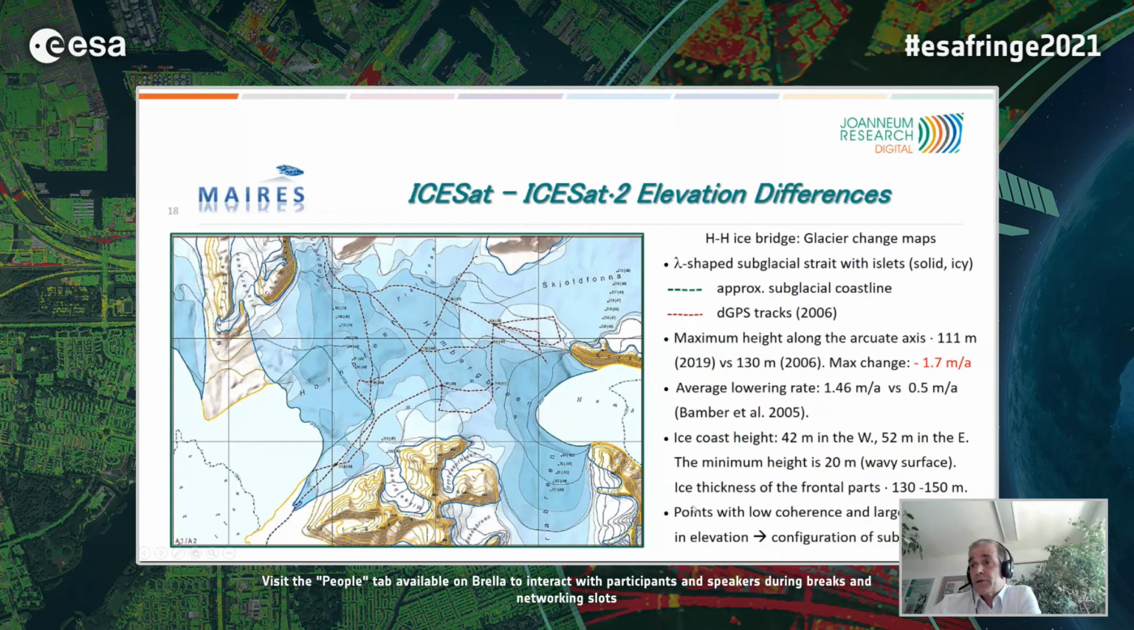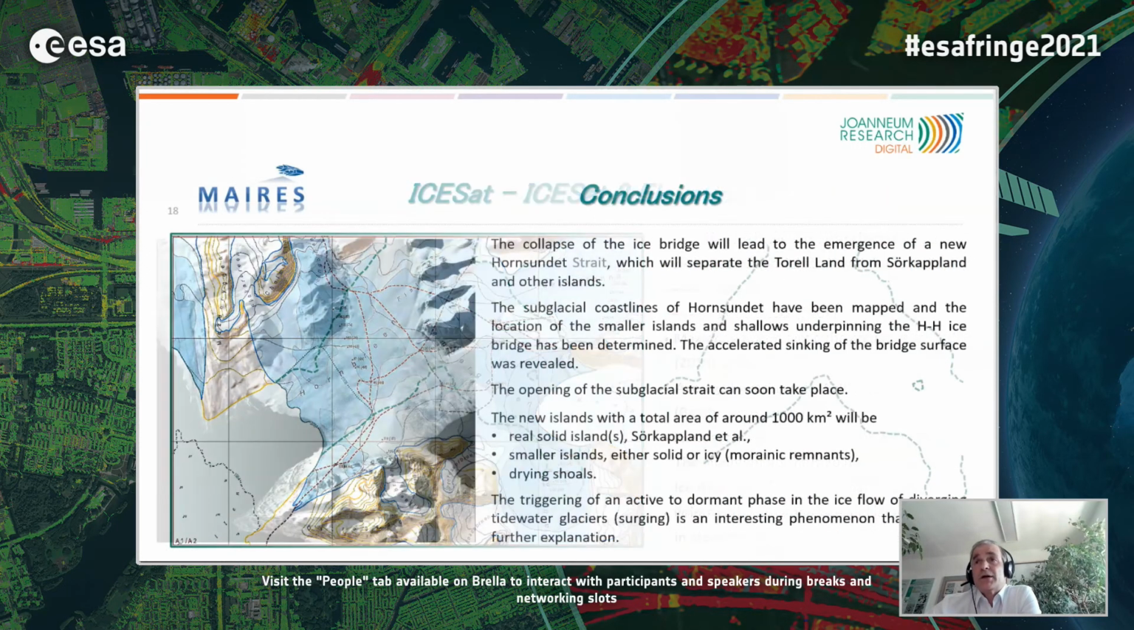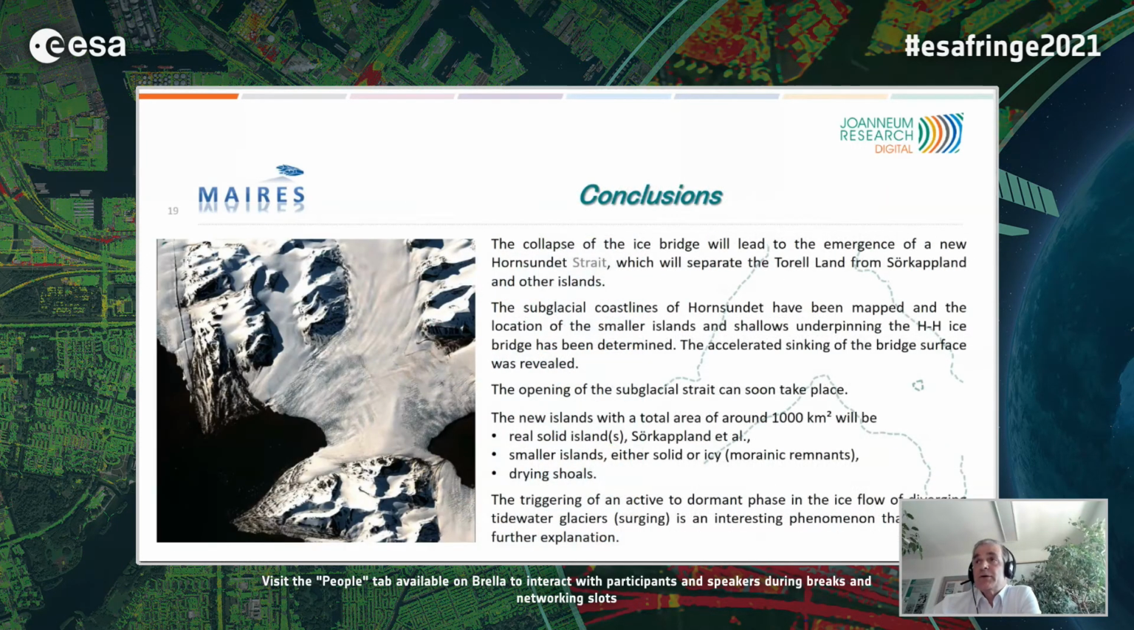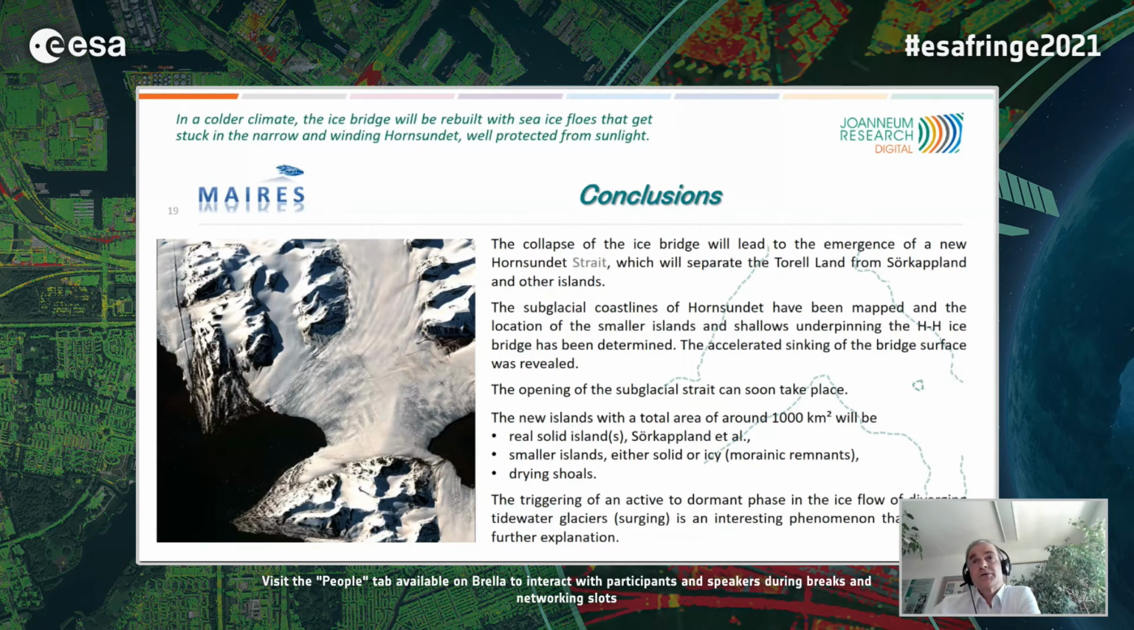Okay, all points with low coherence and large decrease in elevation indicate the position and configuration of subglacial strait here. And we guess that the collapse of the ice bridge will lead to the emergence of a new Hornsund strait here, which will separate the Torell Land from Sørkapp Land and other islands. In a colder climate, the ice bridge will be rebuilt with sea ice floes that get stuck in the narrow Hornsund.